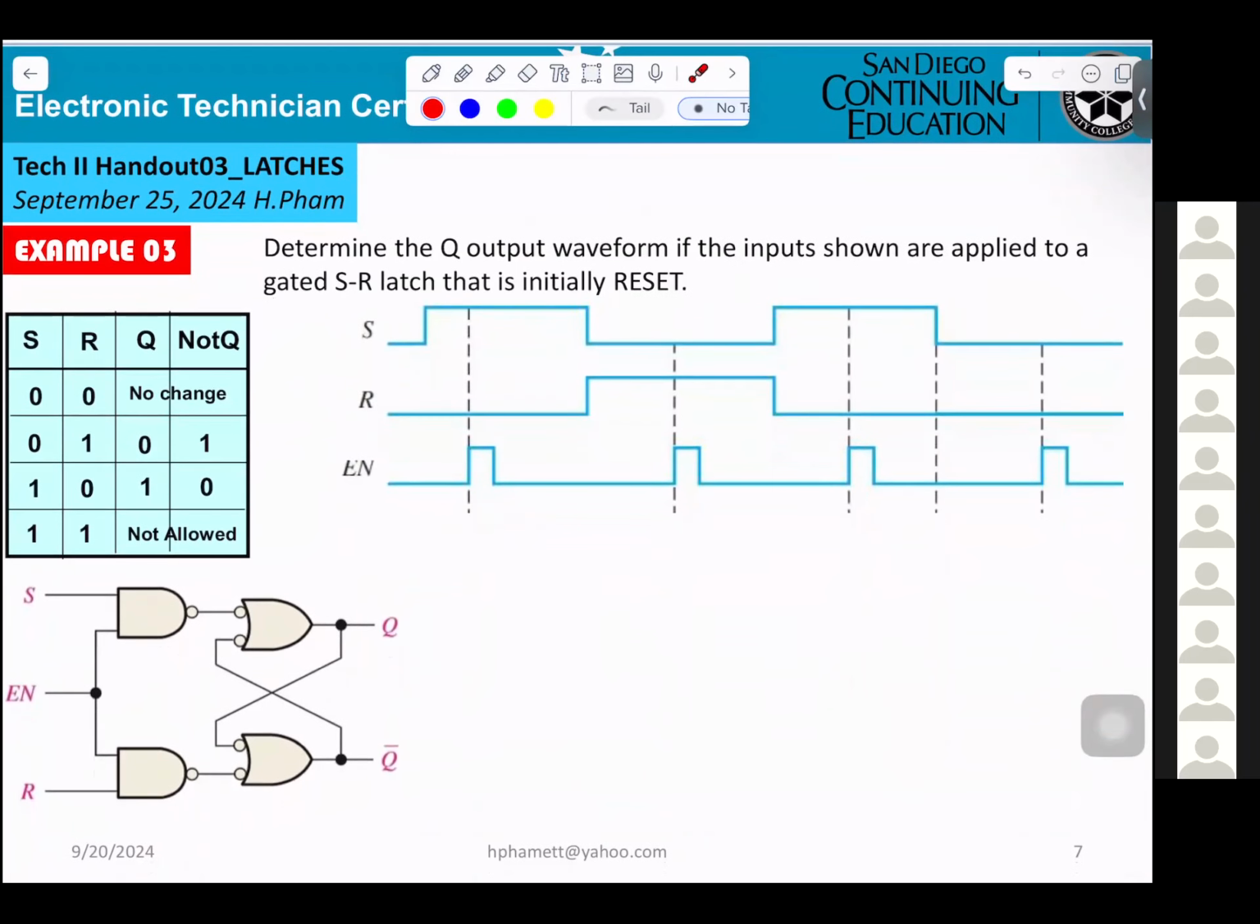Now, we can try that one. Determine the Q output waveform if the input signals are applied to the gated latch, initially reset. What does that mean?